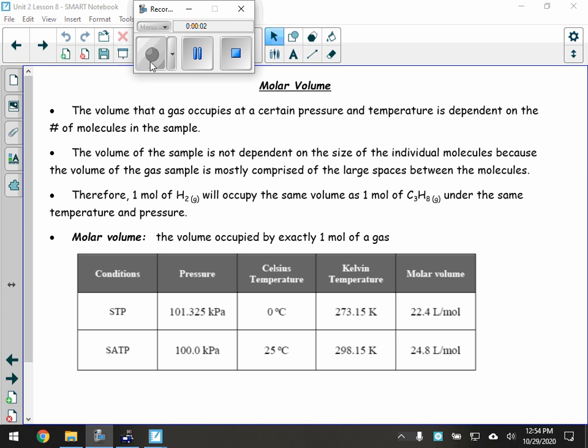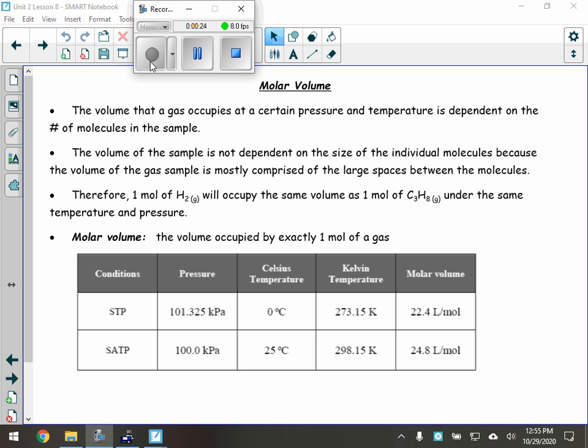So when we talk about molar volume, it's going to be based on ideal gas law stuff still, okay? But it basically says this: the volume that a gas occupies at a certain pressure and temperature is dependent on the number of molecules in the sample, and I'm going to explain all this to you. The volume of the sample is not dependent on the size of the individual molecules, because most of the gases are large empty spaces between molecules.